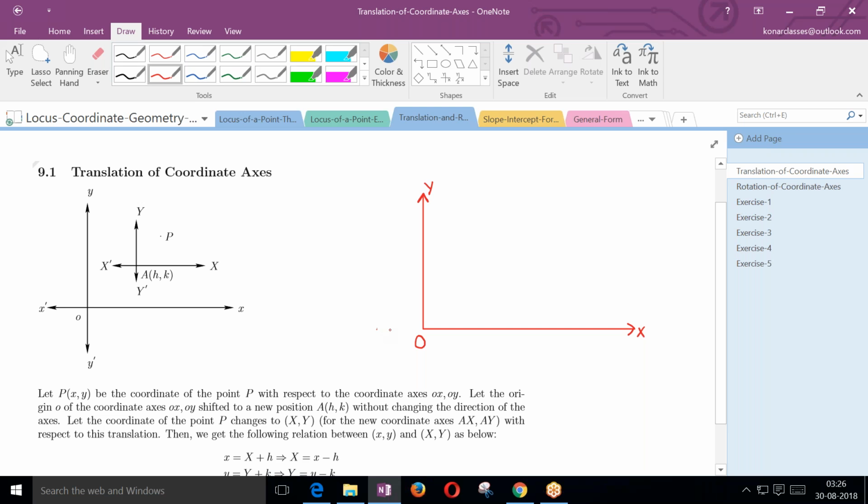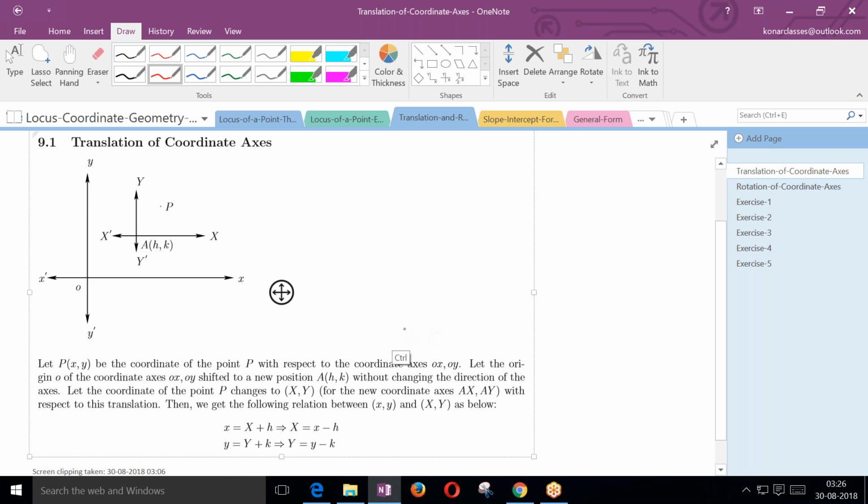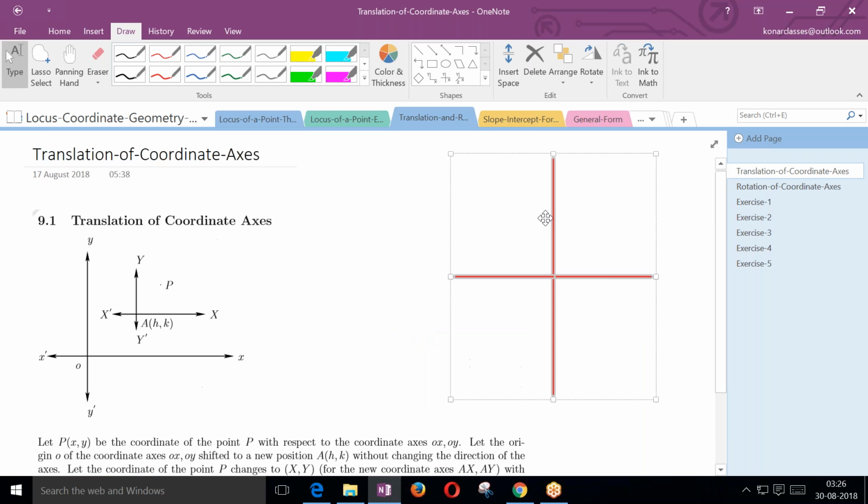Similarly, we can extend to the left-hand side of the x-axis. I can draw it in multiple ways, so I can take this one. So look at this one. This is the origin. This is the positive direction of the x-axis. This is the negative direction of the x-axis. This is the positive direction of the y-axis. This is the negative direction of the y-axis.